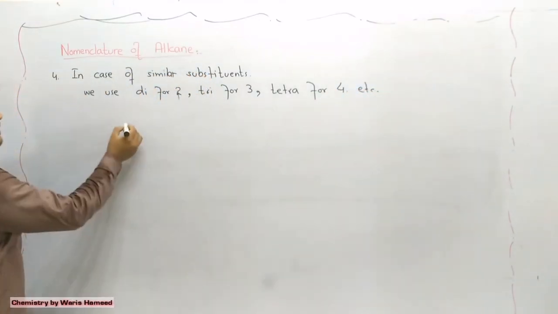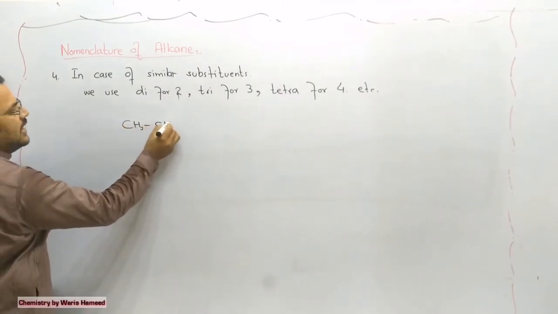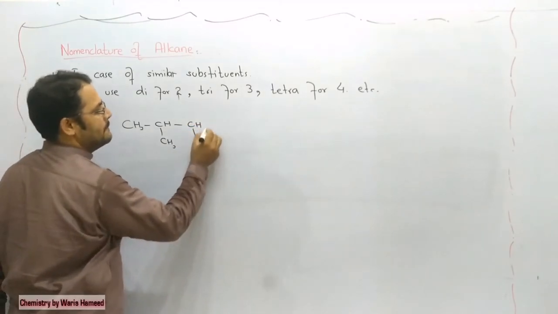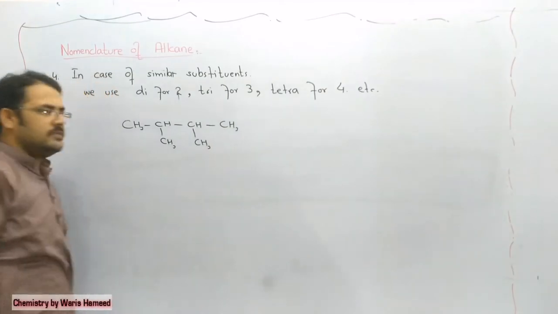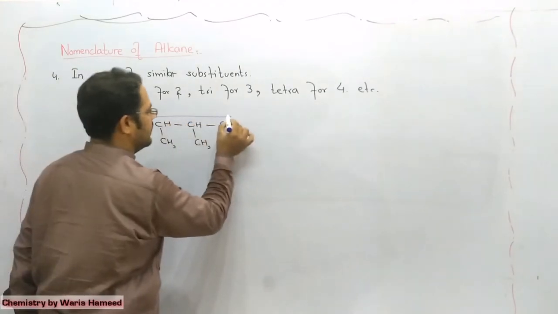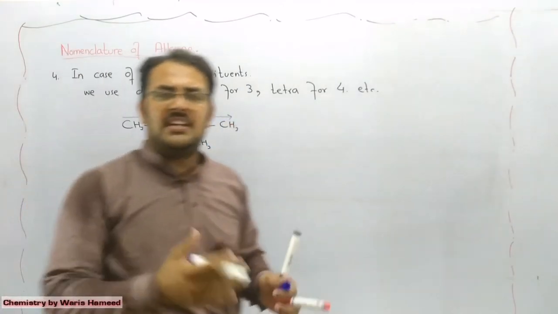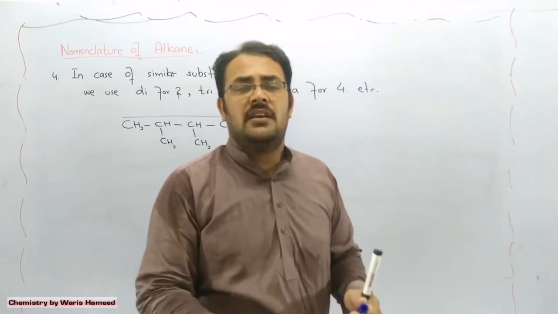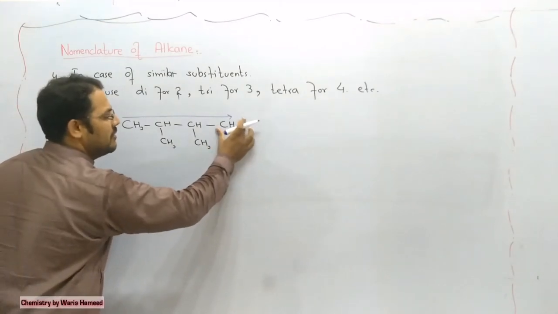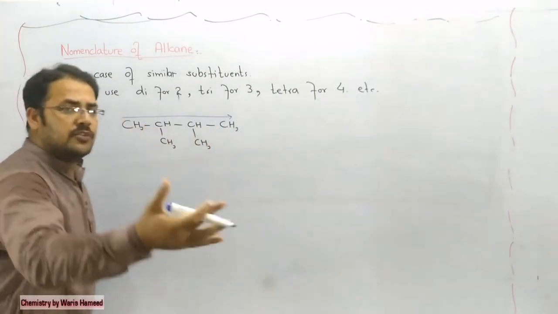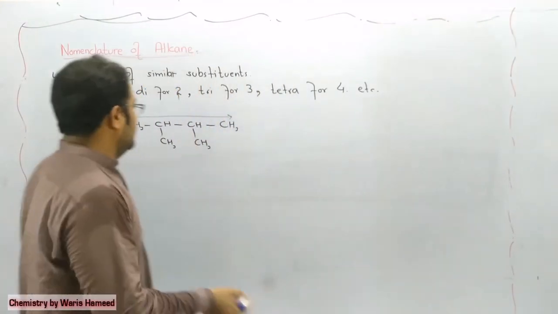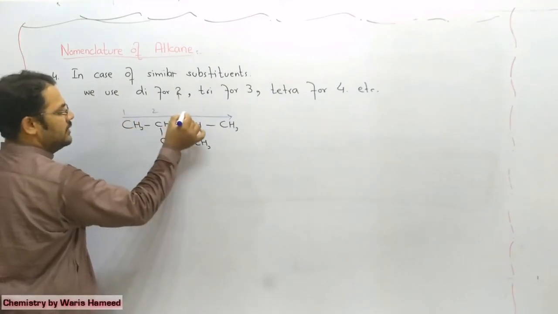For example, we have a molecule with CH3, CH3, CH3, CH3. In this, again, we have to select the longest chain. It is the longest chain. And assign number to the parent chain from that side from where the substituent has the minimum number. In this case, if I give number from this side, the substituent is on 2 position. And from this side, it is also present at the second carbon. So, giving numbers from this side.